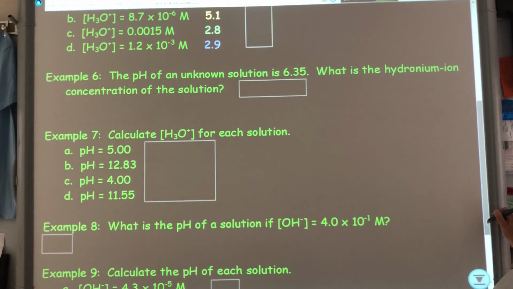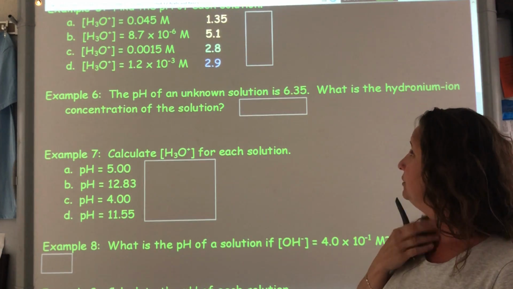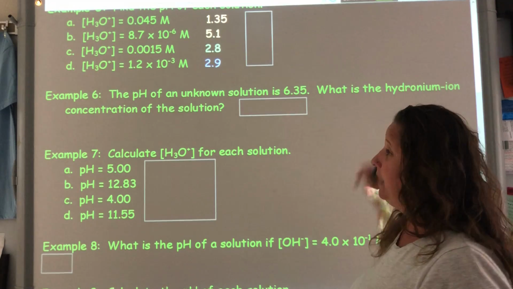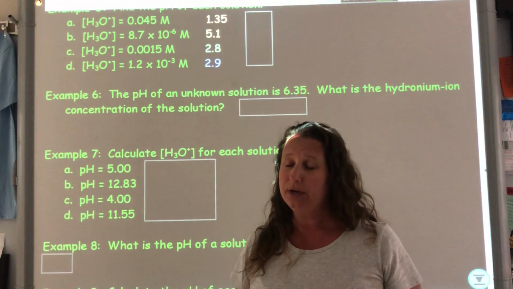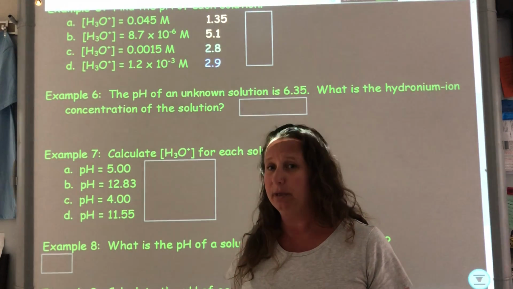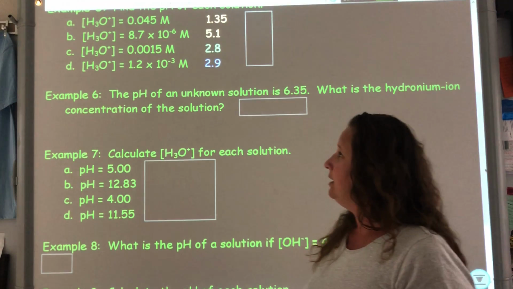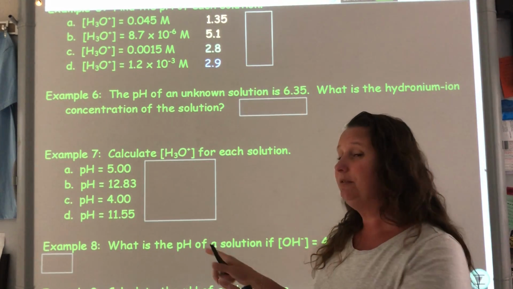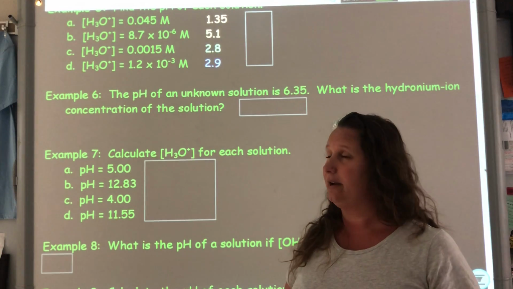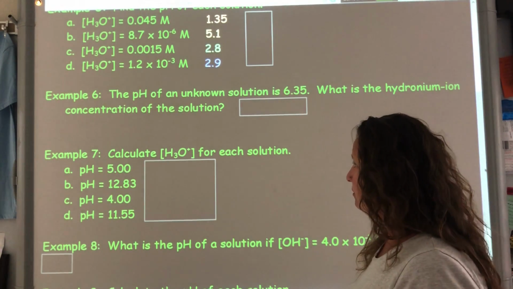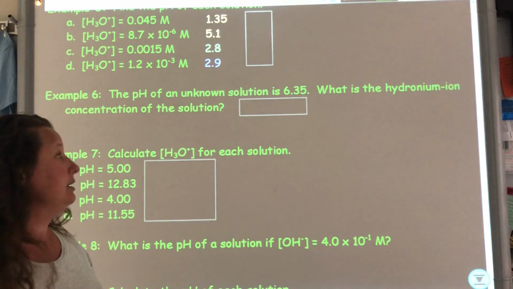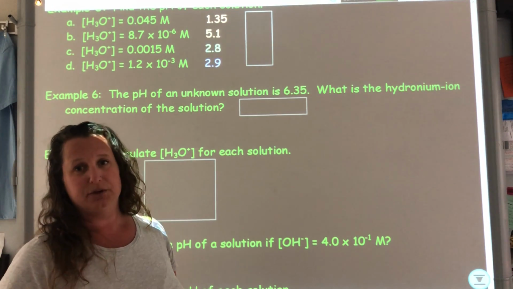So now we're down here to example 6. The pH of an unknown solution is 6.35. What is the hydronium ion concentration? So here's where things are going to start to get a little bit confusing, because now we're given the pH and we have to find the hydronium ion concentration. So here's where understanding algebra and understanding what the inverse of something means comes in.